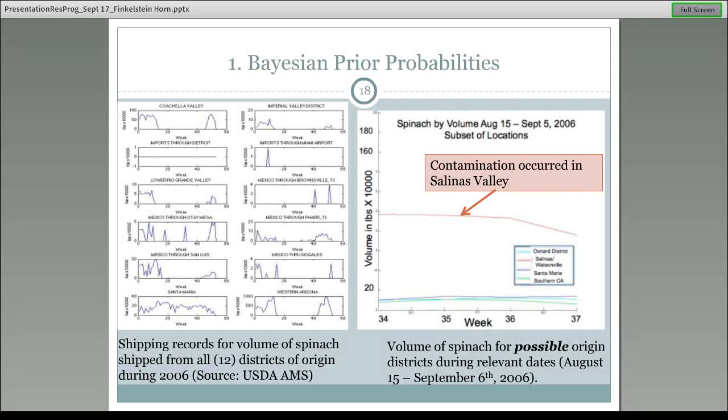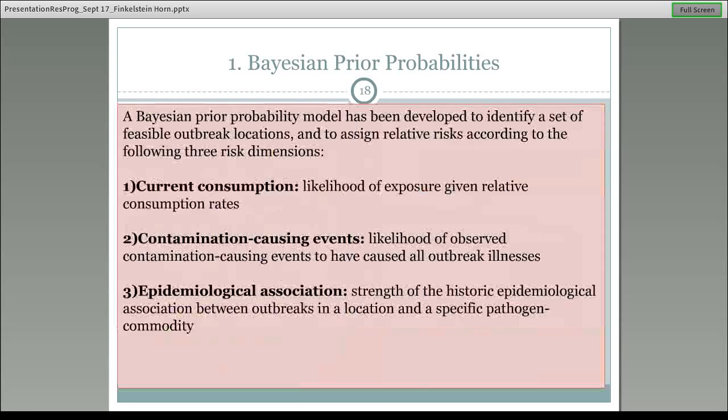And so just a figure to show what the data source can look like to feed into this prior probability model. We see here shipping records for the volume of spinach shipped from all major districts of origin in 2006. So again, coming back to our spinach example. This data source is what we use for current consumption.